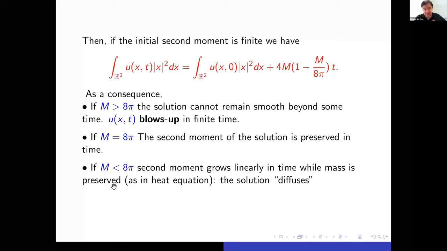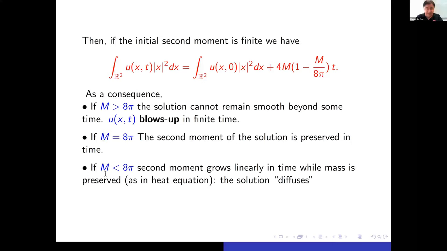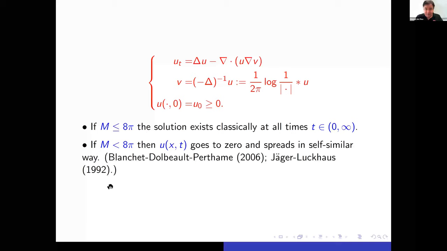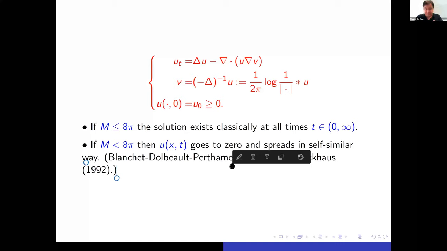If m is less than 8 pi, instead, as we might expect, the behavior becomes more like that of the heat equation. In fact, when m is less than 8 pi, the behavior is that of the heat equation conveniently modified. I could mention here works by Blanchet, Dolbeault, Perthame, and earlier work by Jäger and Luckhaus. Blanchet, Dolbeault, Perthame actually found the asymptotic profiles for the solution, which are self-similar and imitate a little bit the ones of the heat equation, but they are more subtle. But that's essentially the behavior.